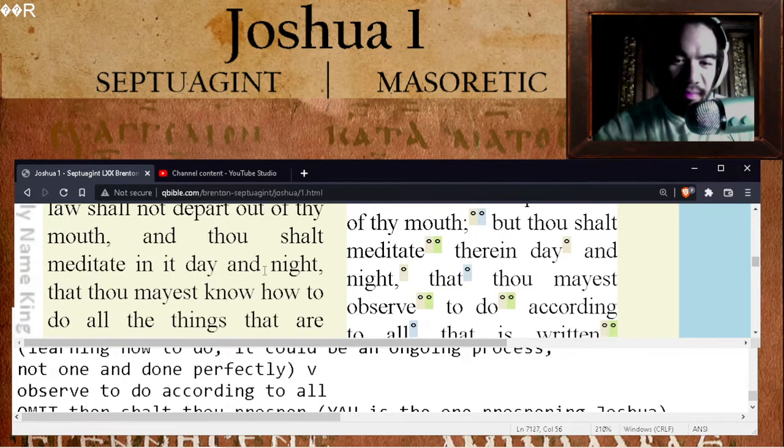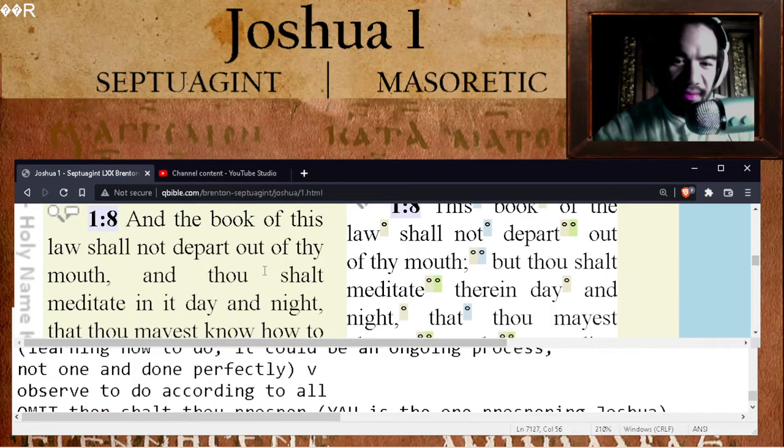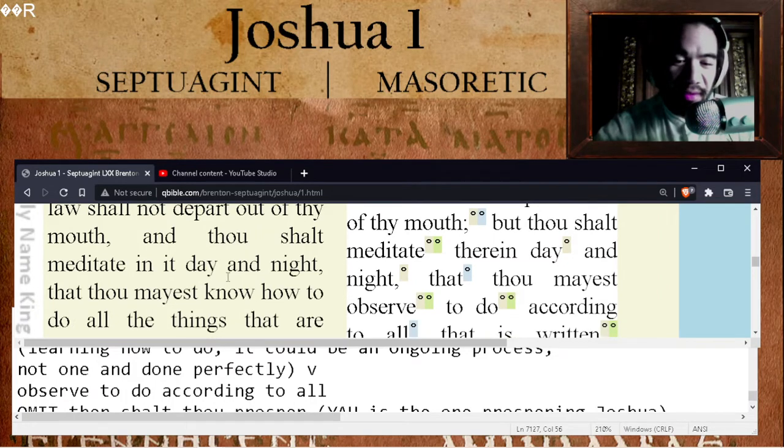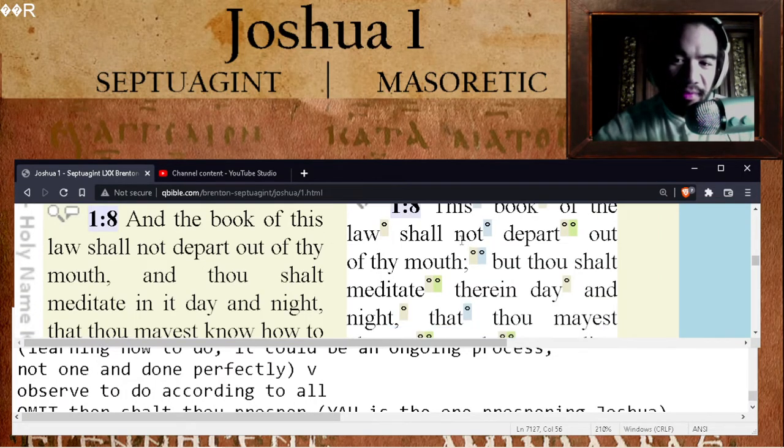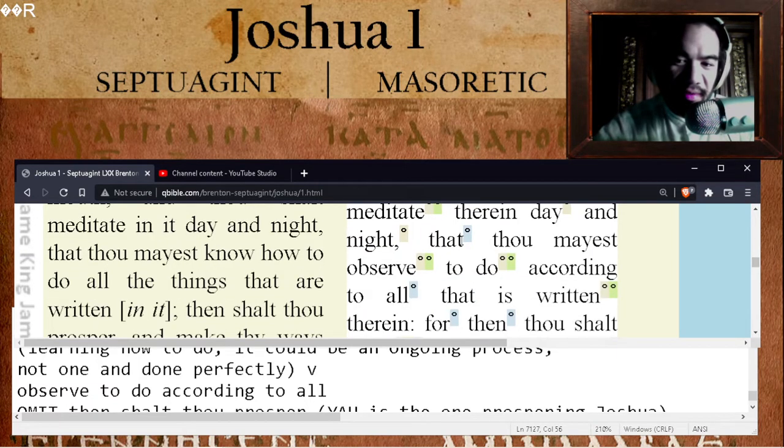So by meditating in the law day and night, and speaking of it, you will learn to know how to do these things. But if you continue to meditate and speak of it, then you may observe to do it. Well, it's not just that you get it perfectly. I think it's something you continually learn and grow in. Maybe you are doing it rightly, but you don't really understand the deep spiritual meanings to everything you're doing. Maybe you're just doing it in a physical sense, you're doing that right, but you're not learning it as you grow in your relationship with your Creator.